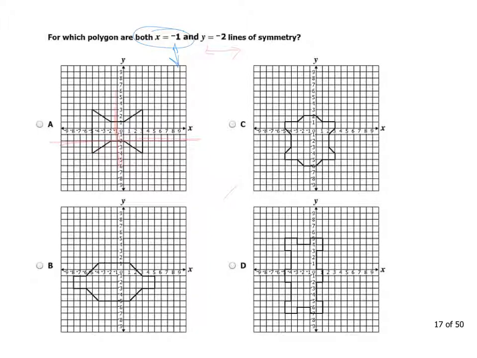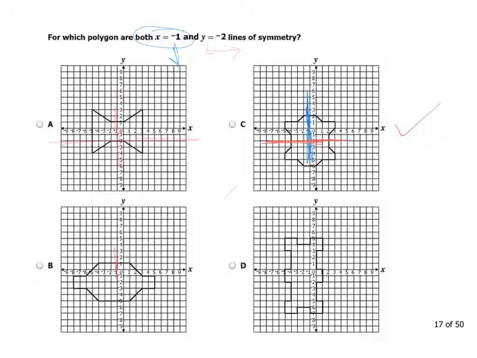Let's take a look at the next one. X equals -1 is right here, and it goes up and down because it begins with an X. Y equals -2 goes across. So there you have it. What are your thoughts? And that one looks like it checks out.